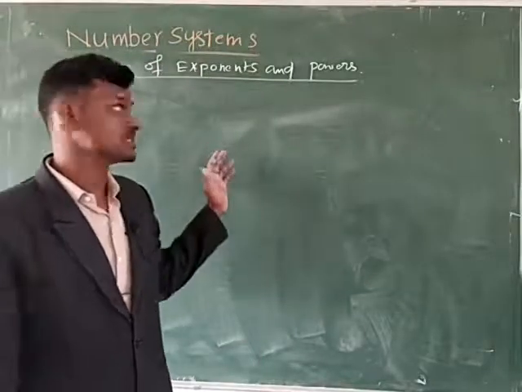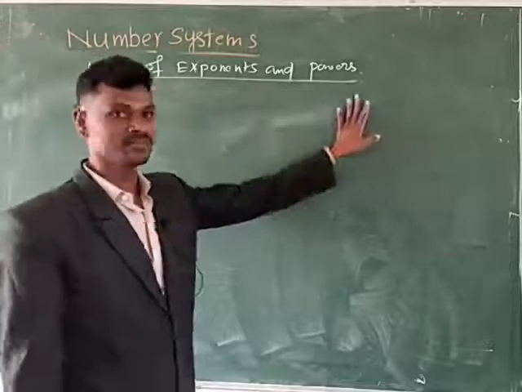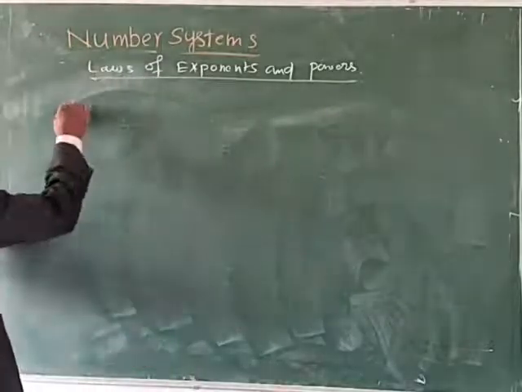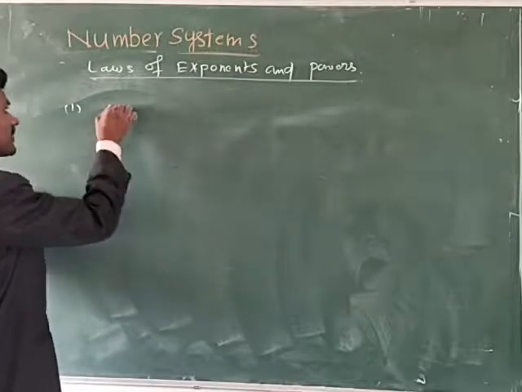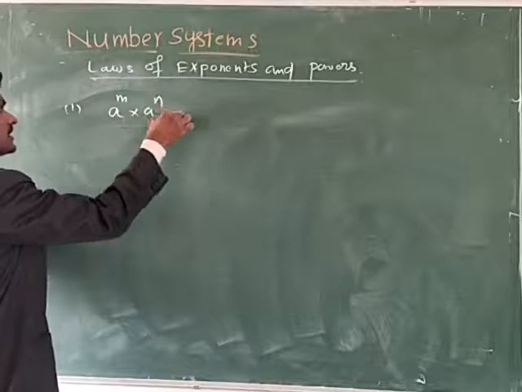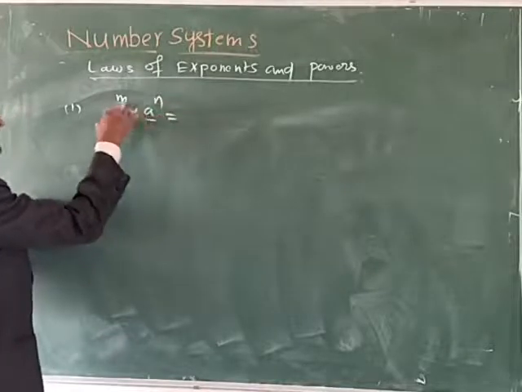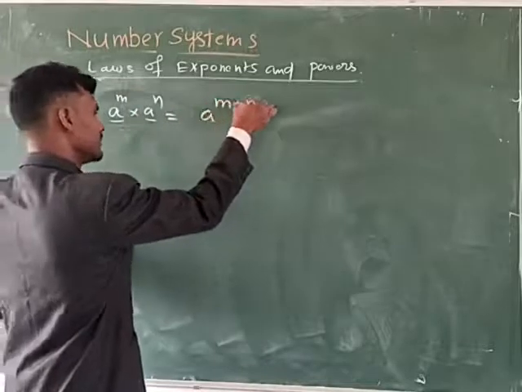Today we will discuss the last topic of the number system, laws of exponents and powers. See here, the first one: when the bases are equal, you have to add the powers. Here, one base, a power m into a power n. Bases equal means powers you have to add, so a to the power of m plus n.